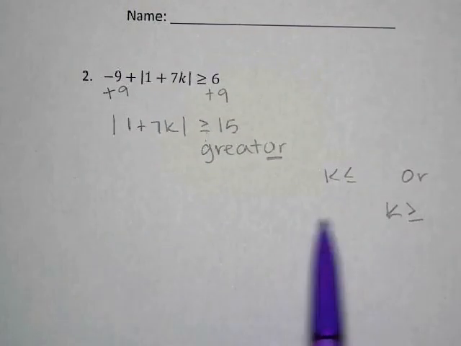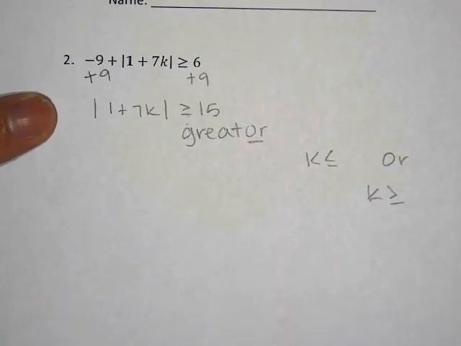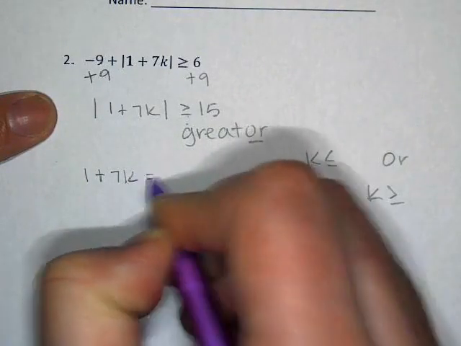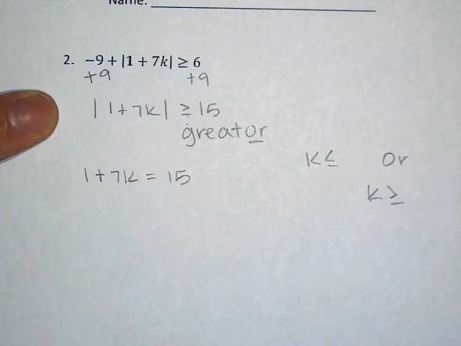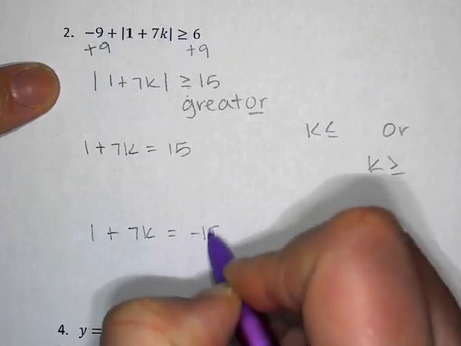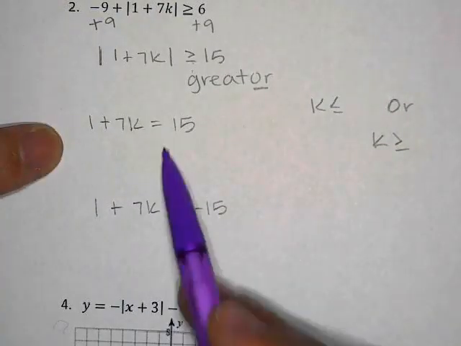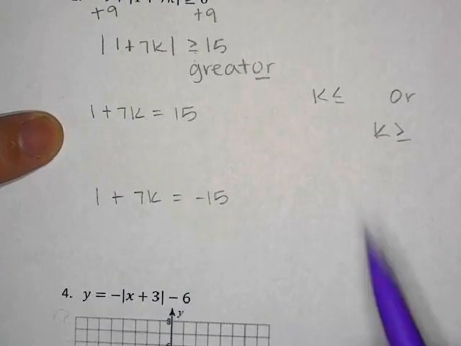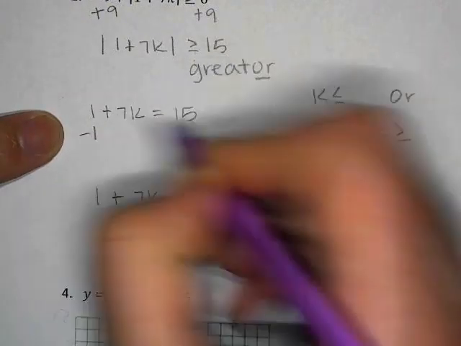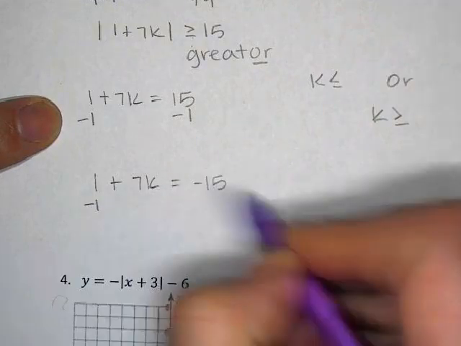So we've got the format for the answer. And so what we're going to do now is we're going to figure out what the two answers are. So I'm going to have 1 plus 7k equals positive 15, and I'm going to have 1 plus 7k equals negative 15. Positive version, negative version. So if I go about solving these, what do I have to do? I have to subtract the 1. So minus 1, and then minus 1, minus 1.